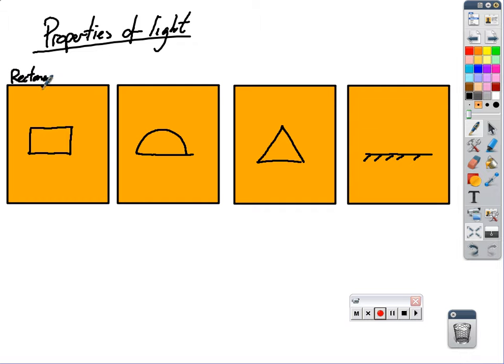Rectangular block. This is semi-circular block. This is triangular block.